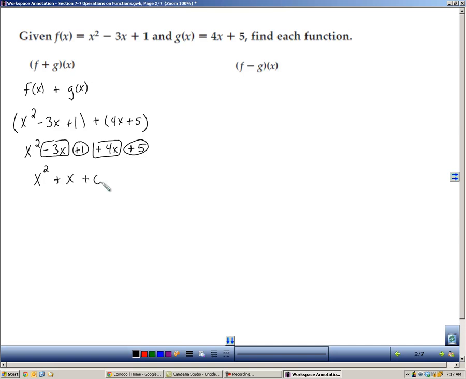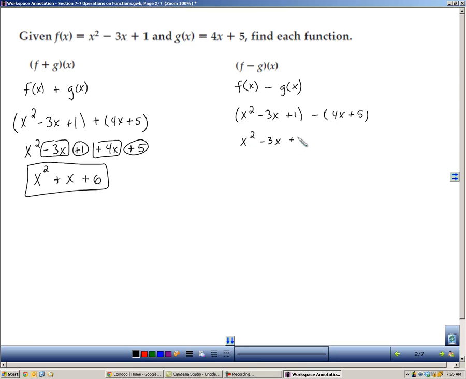Over here, f minus g of x, according to our key concept, is the same as saying f of x minus g of x. So again, we'll write them out, but this time we'll subtract. So now I can drop the first set of parentheses, but because we have a negative in front of this one, that's like a negative 1 that has to be distributed. So this becomes minus 4x minus 5. So now we'll collect like terms starting with the x squared. Negative 3x minus 4x is negative 7x. And then 1 minus 5 is negative 4.